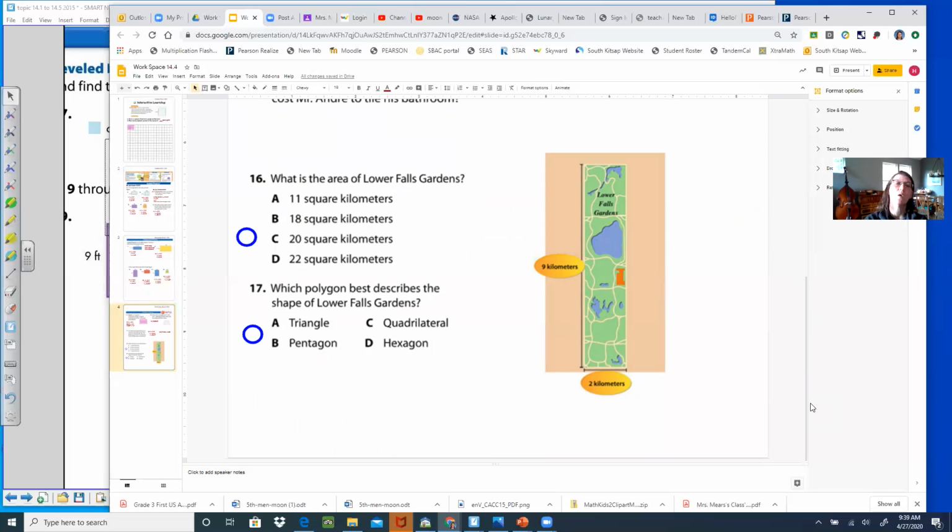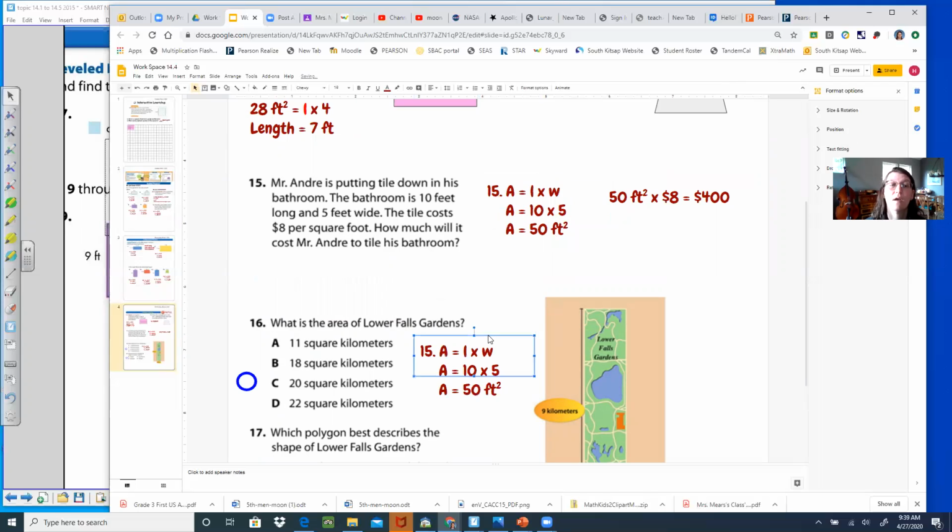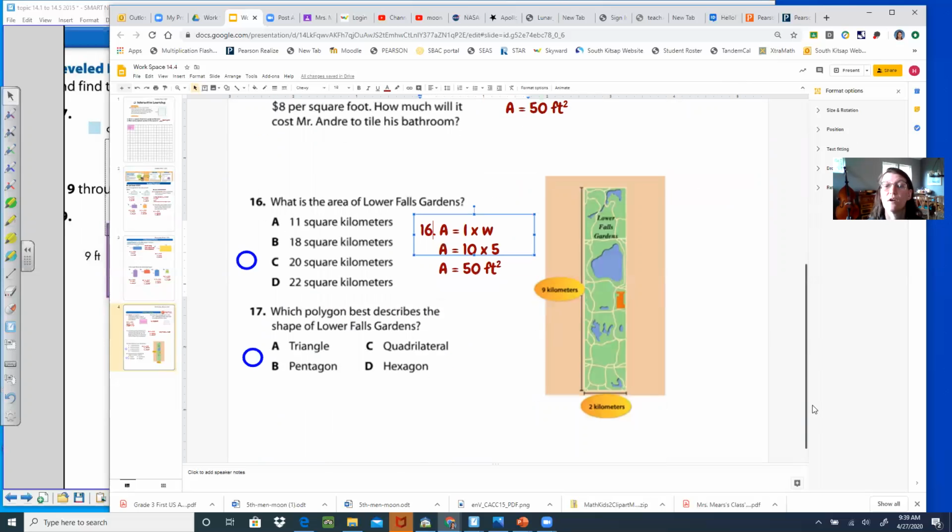Okay, number 16. What is the area of Lower Falls Garden? Okay, well, let's do the formula. I should have done that, and I forgot. So Control C, Control V, I'm gonna bring that down here. Area equals length times width. This is number 16. So my length, 2 kilometers, still pretty big. So this one's 2. And it is 9, going that way.